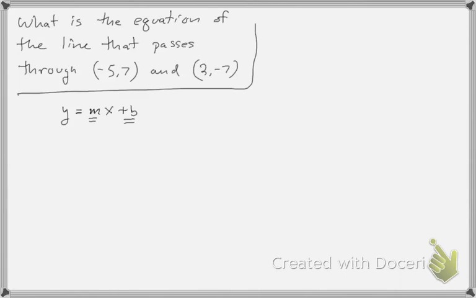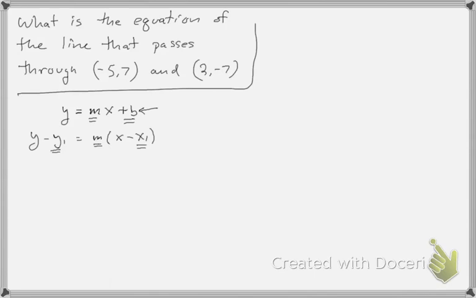The other standard form that we could use is the point-slope form. Y minus y1 is equal to m times x minus x1. And this is called the point-slope form because you need to know a point, x1, y1, as well as the slope, m.